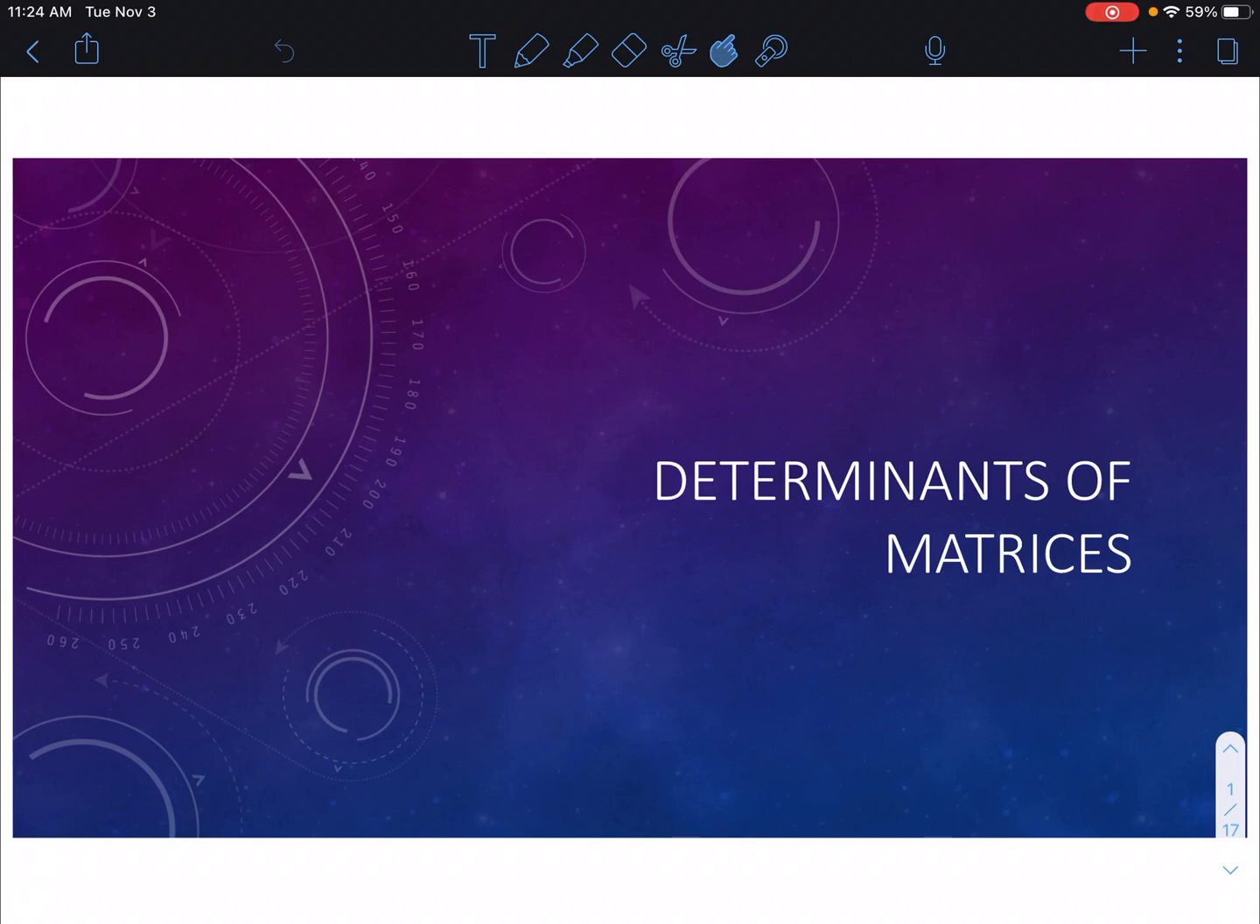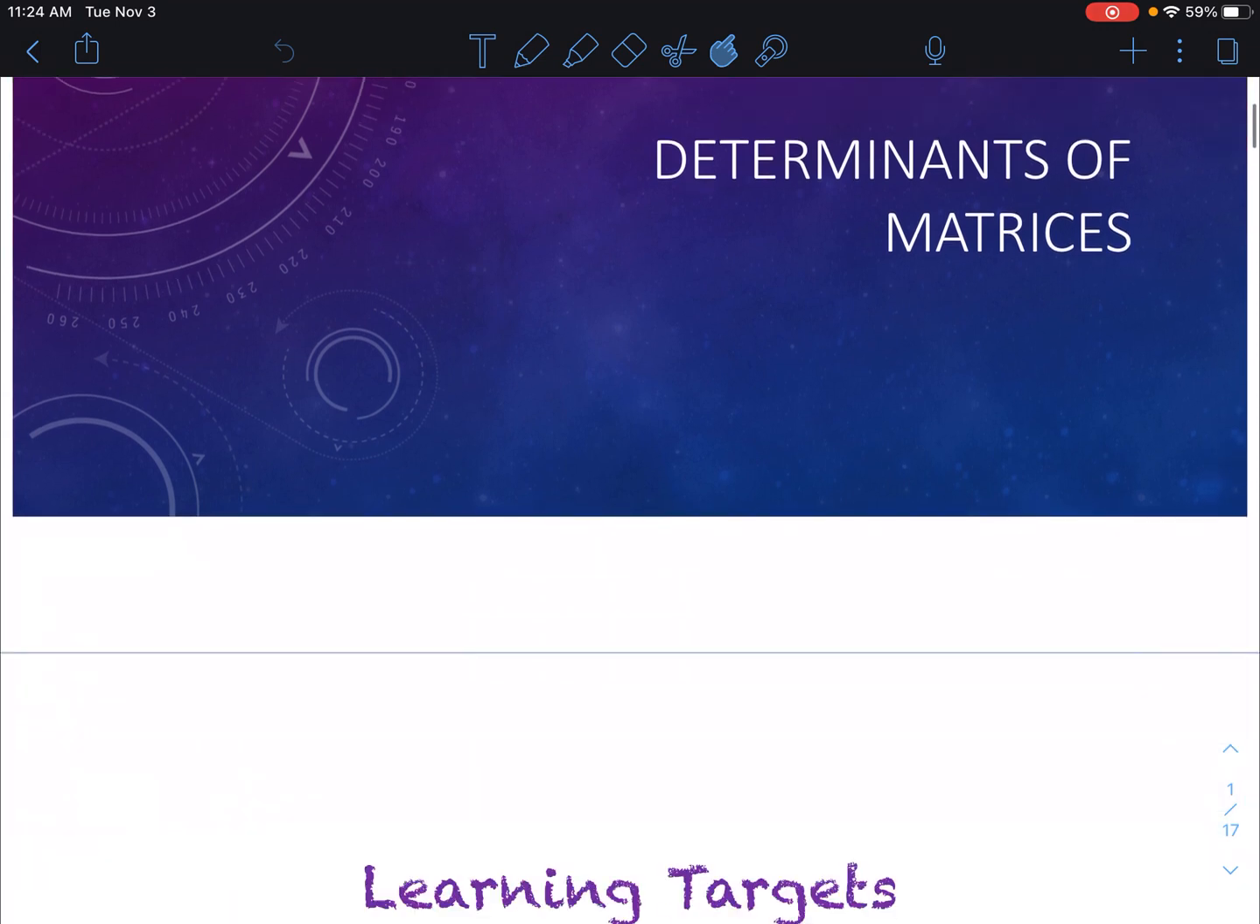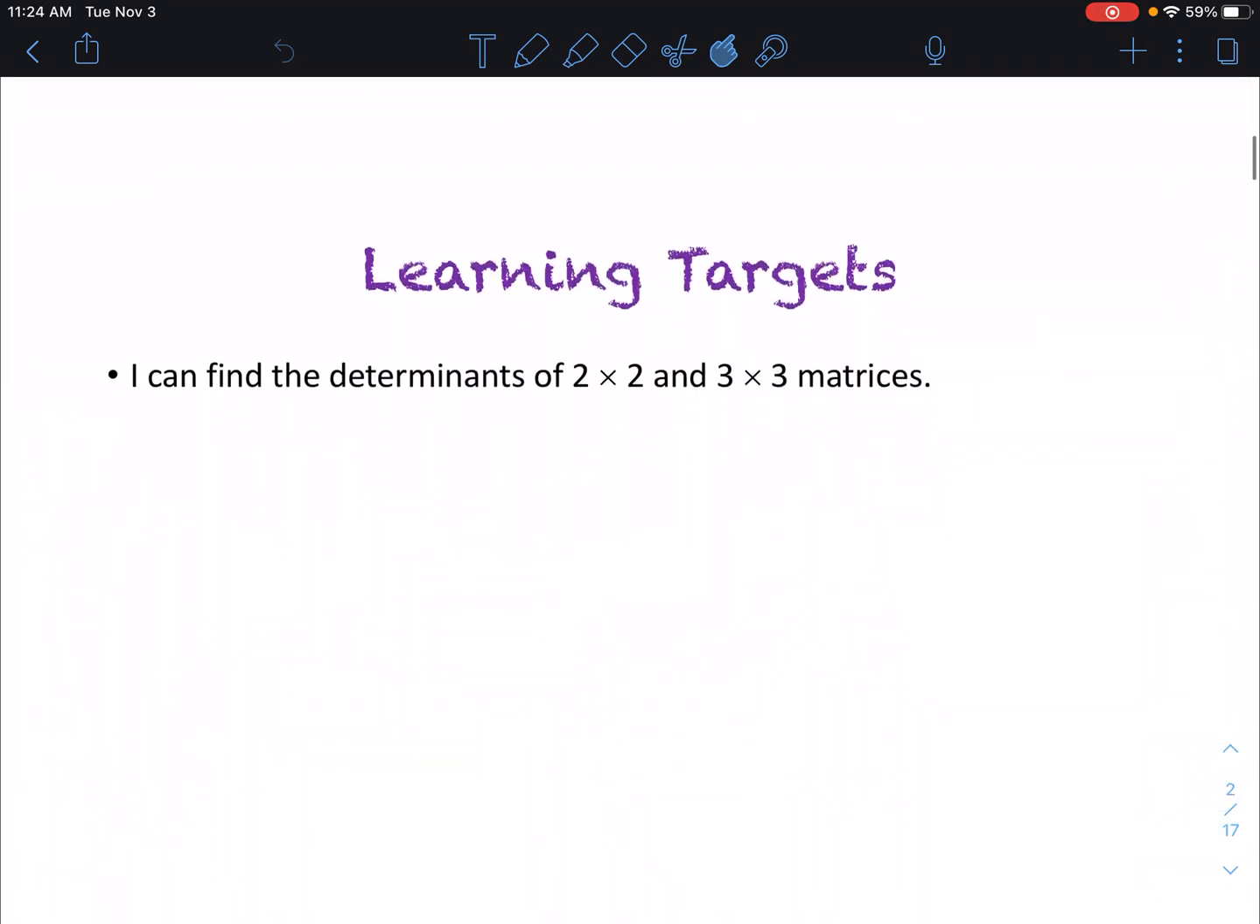Okay, so this lesson is on determinants of matrices. Today we're going to learn how to find a determinant of a 2x2 and a 3x3 matrix.